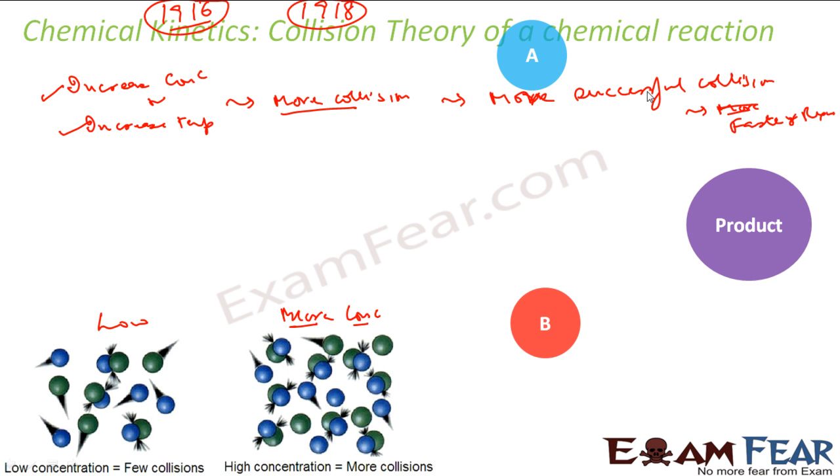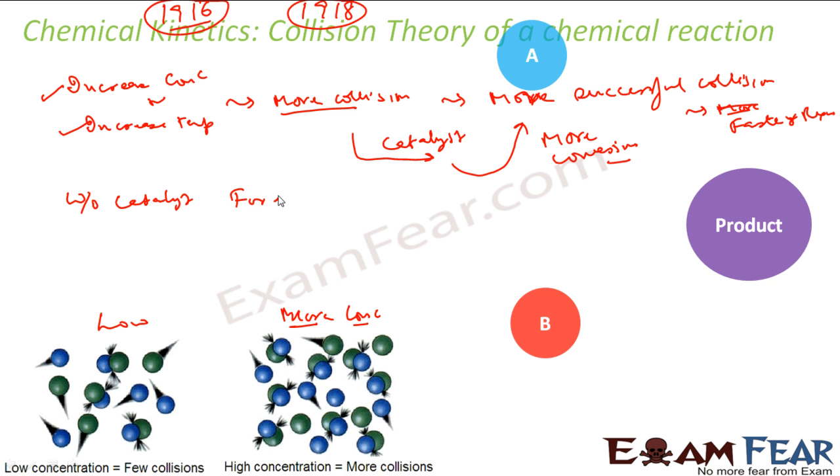Also, they told that the role of catalyst also is explained better using collision theory than using Arrhenius theory. So they are saying this collision, if you have collision here, more collision, but if you use a catalyst, then more conversion to successful collision. So what I'm saying is, if there's a reaction here, for every 10 collisions, only 2 are successful without catalyst. For every 10 collisions, I have only 2 successful collisions.